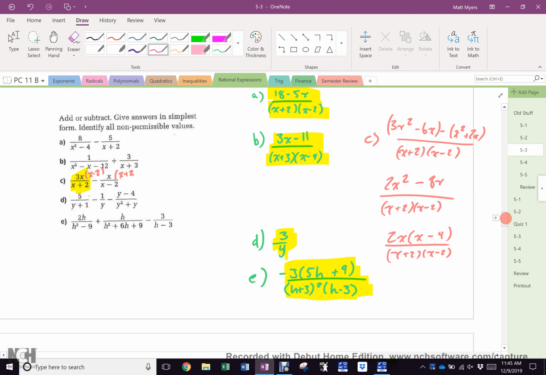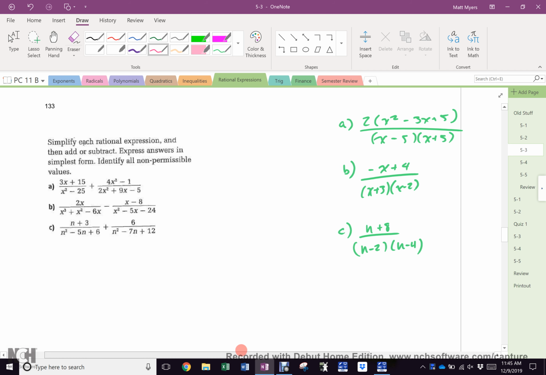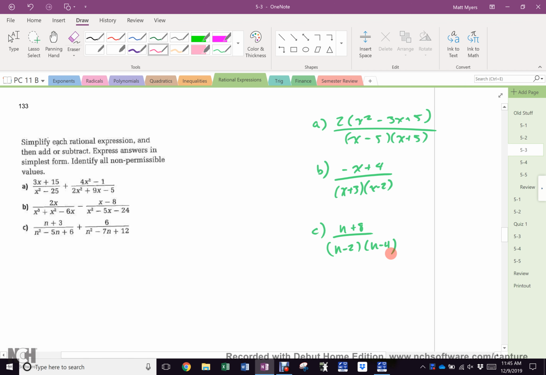Again, don't bother trying to copy it all down. If you didn't do it, you didn't do it. There is that page. If you want to ask about any of them, I will do them.